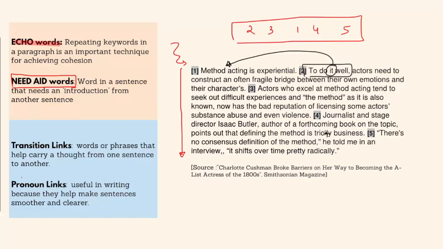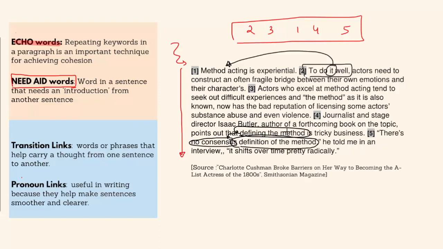Is there anything else, ladies and gentlemen, that you think needs aid? Some sentence: actors who excel at method acting tend to seek out difficult experiences, and the method also has a bad reputation of licensing some actors' violence. The author of the forthcoming book points out that defining the method is a tricky business. There is no consensus definition of the word. So having no consensus definition of the method needs that aid from the other sentence. I need to introduce the whole thing, defining the method, to see that I need an aid from it.